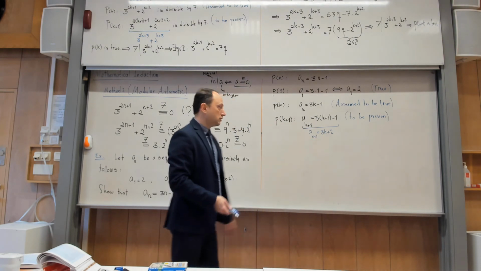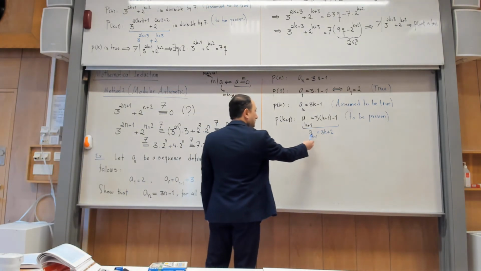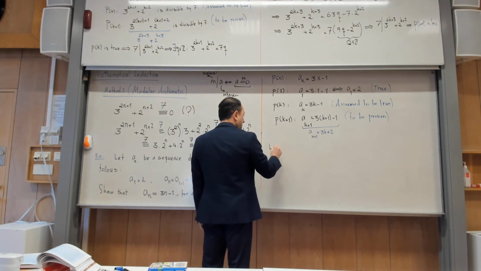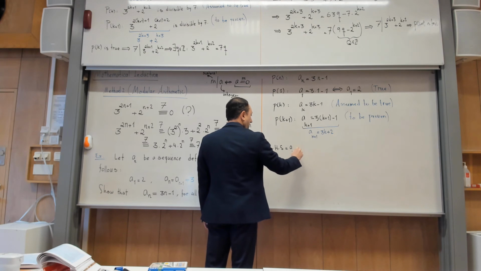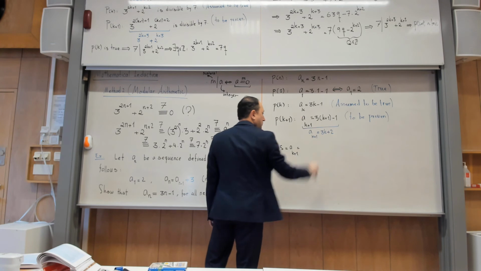So you see, the nature of the problem is such that I start from here. I want to show that A sub K plus 1 is this one, so I would write the left-hand side here. The left-hand side, which is A sub K plus 1. I want to continue and show that this is equal to 3K plus 2.